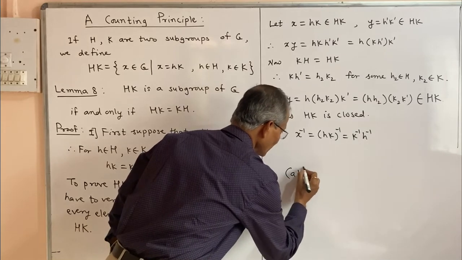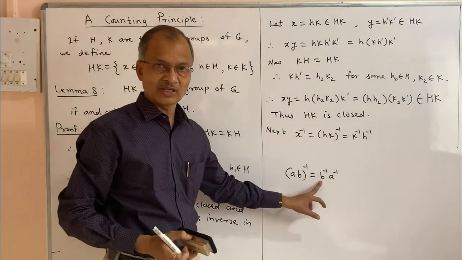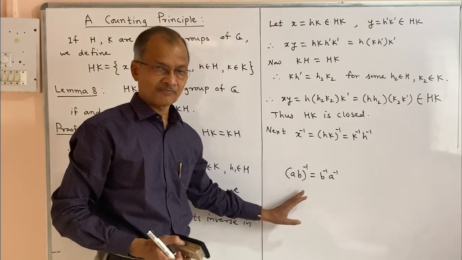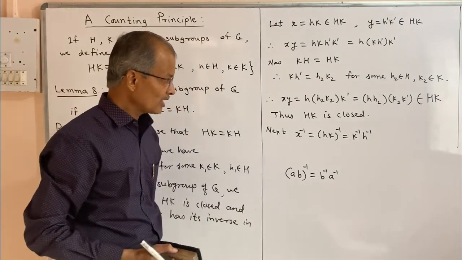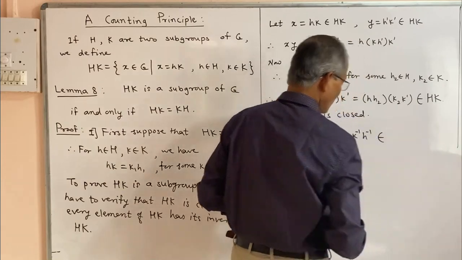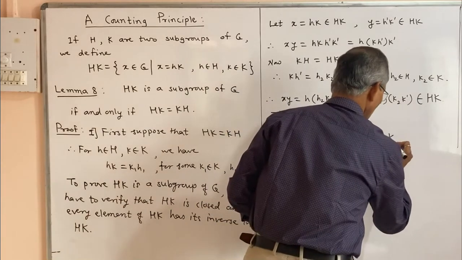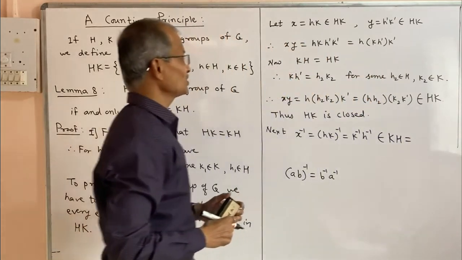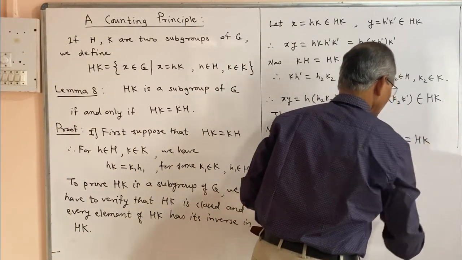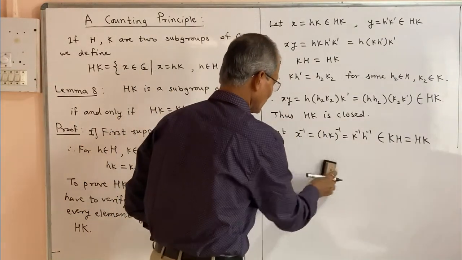The inverse of ab is equal to b inverse a inverse; the order is reversed. First we have to write b inverse, then a inverse. That means ab and b inverse a inverse are inverses of each other. Therefore this reversal law holds, and thus this is k inverse h inverse, and this element belongs to which set? Capital K first and then capital H. This belongs to kh, but kh is the same as hk, and therefore we can write this is equal to hk. And finally x inverse belongs to hk, and thus the inverse exists in hk.